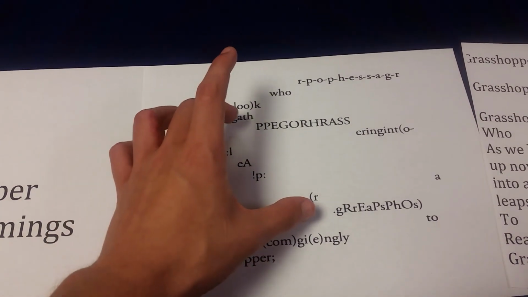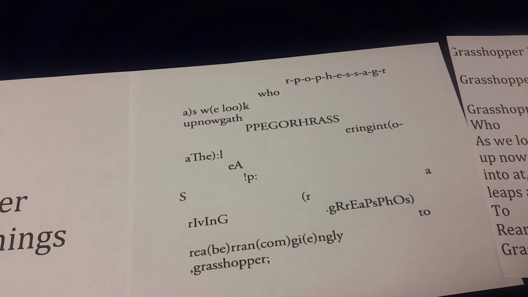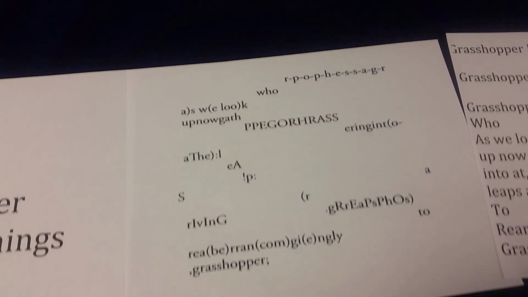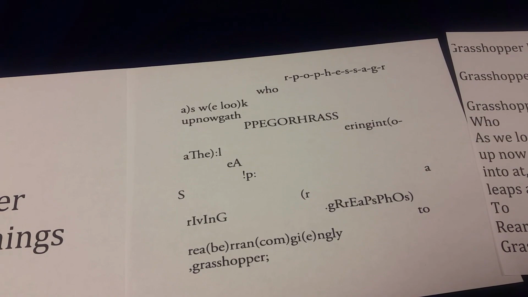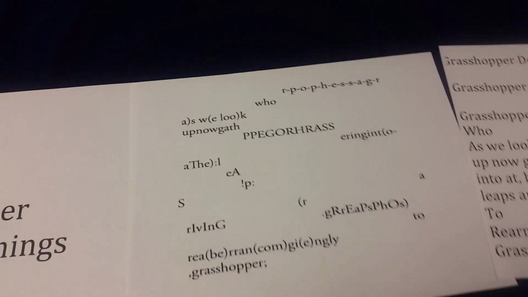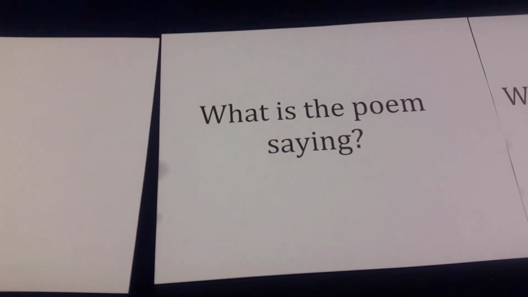Now, why are these two parts skipped? Well, these two words are grasshopper, just rearranged in the wrong manner. Why did Cummings write them here? Well, to answer that, we need to understand what the poem is saying.